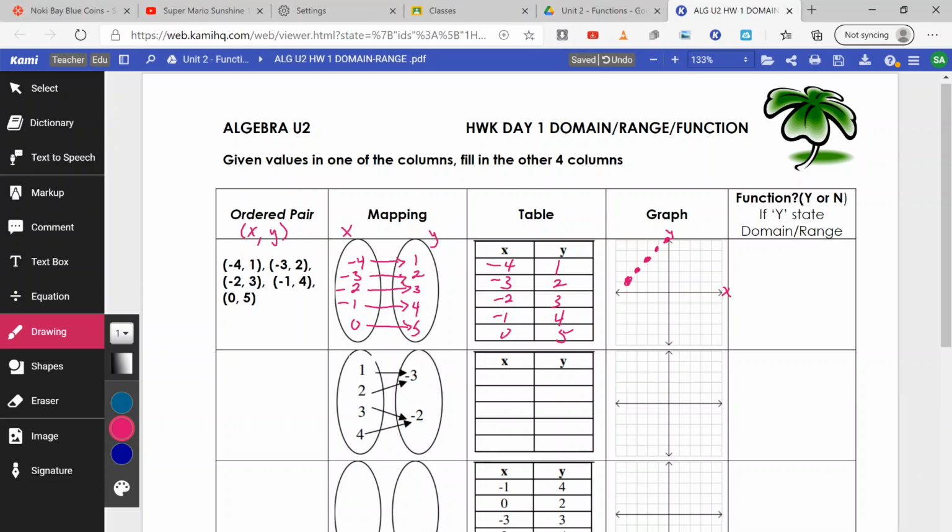Is this a function? Yes or no? So if I draw a vertical line through the points, do I only hit 1 point? Yes, it is. The domain in set notation, negative 4, negative 3, negative 2, negative 1, and 0 is the domain. The range is my y values, 1, 2, 3, 4, and 5.